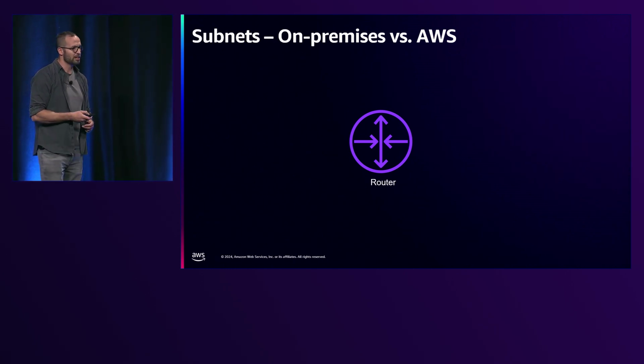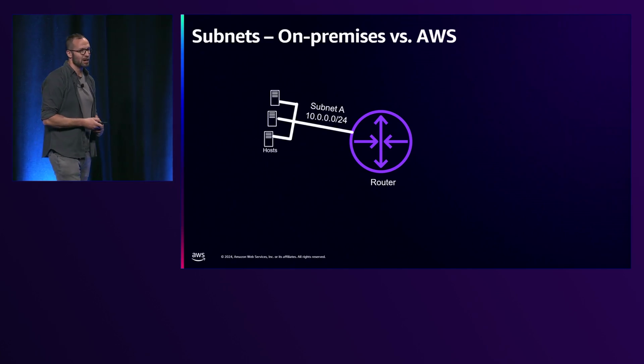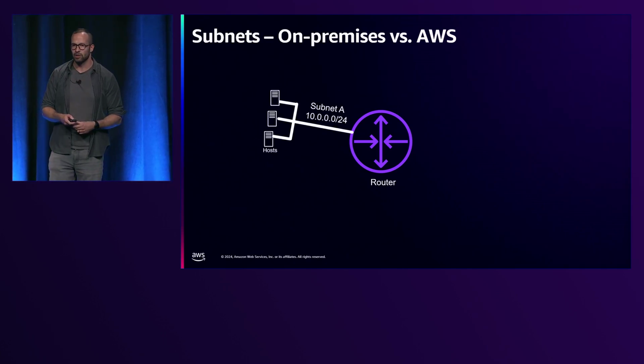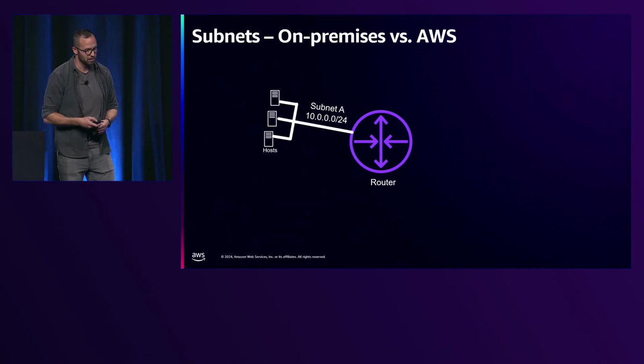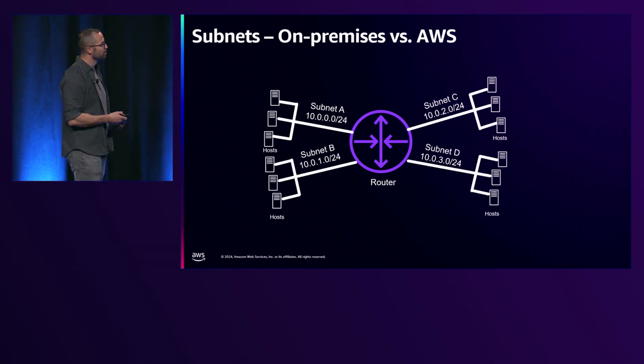So if this is a router, say it's an on-premise router, it might have a number of interfaces going to different subnets and then hosts on the other end of that subnet. Pretty simple. So subnet A, B, C, and D.